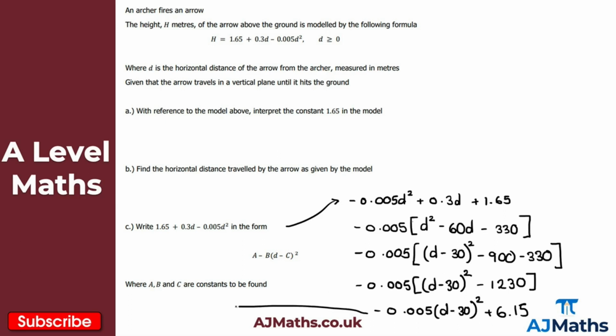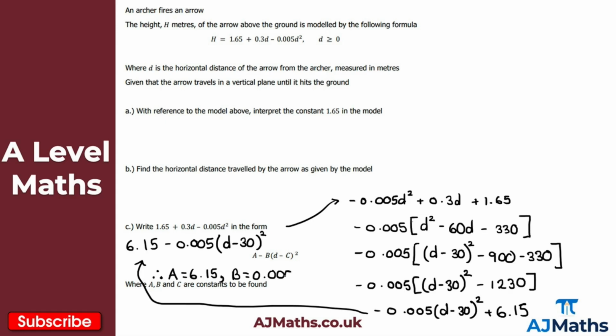Let's just write it in the correct form. So we do this up here just to finish with. So clearly this a here will be 6.15, minus 0.005 lots of d minus 30 all squared. And from here now we can clearly see the values of a, b and c. In that case, a is equal to 6.15. b is this 0.005 here. And then finally c will be my 30 here. And there we have it.